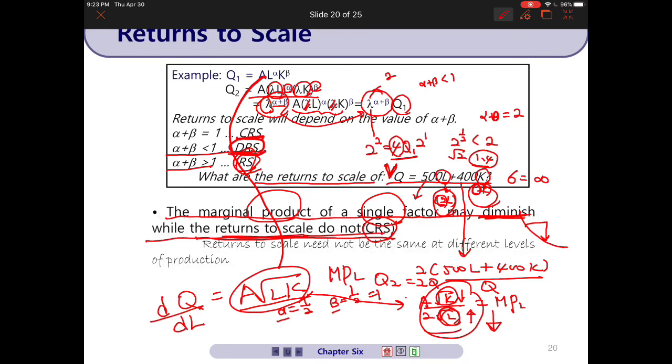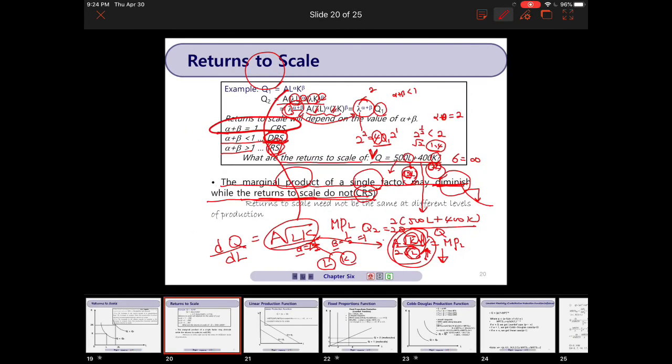Does it make sense? For this one, when I increase L, I have to decrease K. But for return to scale, I have to increase L and K at the same time, at the same ratio. That's the difference. So diminishing marginal productivity can go along with constant return to scale production technology. You have to bear that in mind, right?